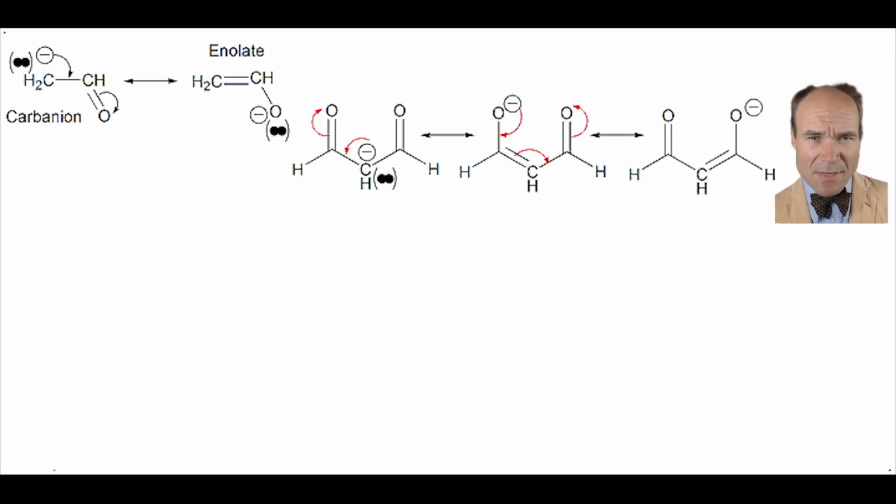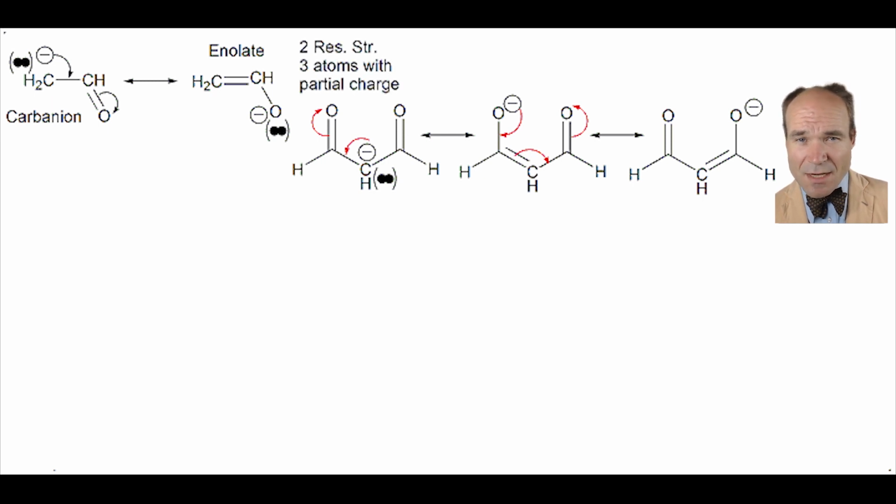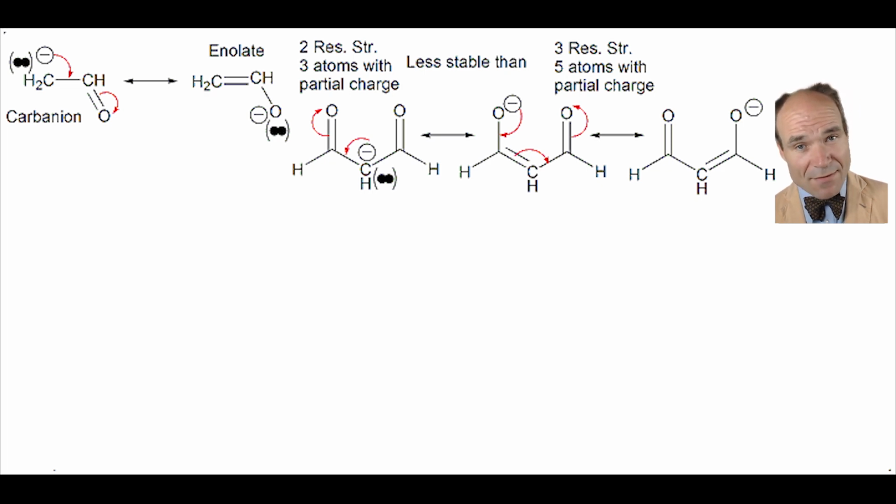So how does this compare with the earlier example of the enolate? Well, the enolate produces 2 resonance structures, and the charge is spread over 3 atoms. This is less stable than the new case, where we have 3 resonance structures and the charge is spread over 5 atoms. So this 1,3-dicarbonyl system is more stable than the enolate example.